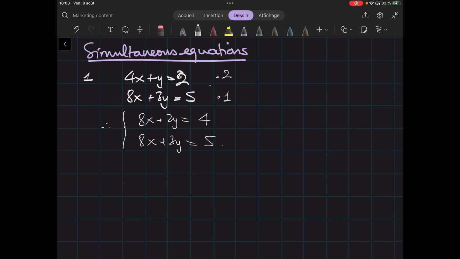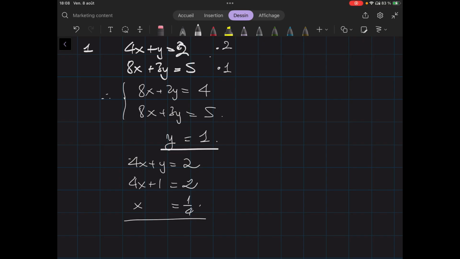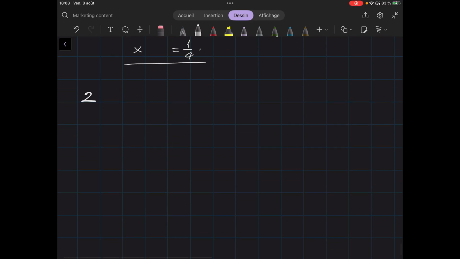Subtracting the first equation from the second equation, we have y is equal to 1. Plug it back into the first equation. Therefore, the solution to your system is 1 by 4, 1. Question 2. You now have another system of equations, but this one looks a bit more intimidating.